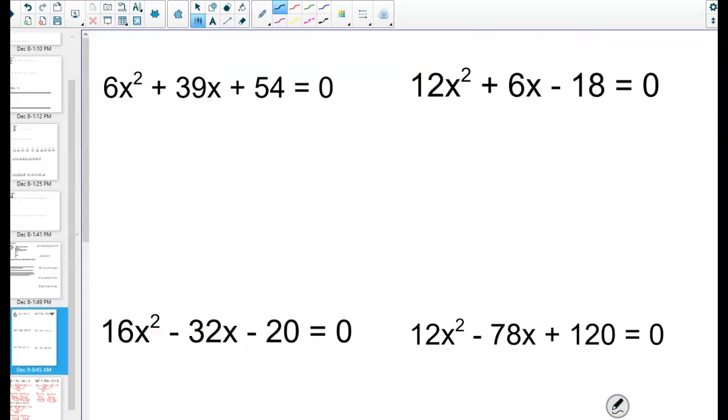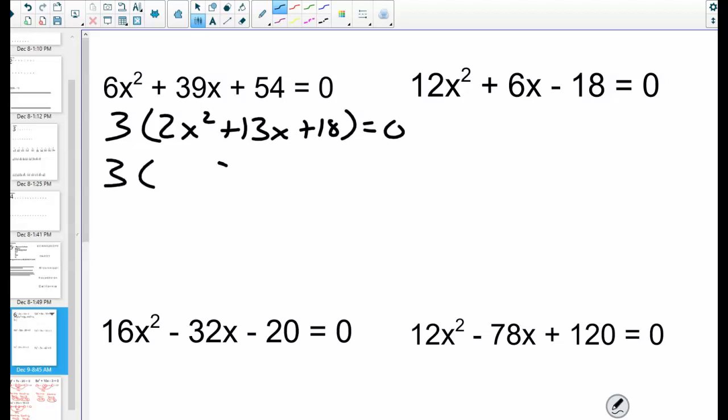So our first step here, got to find the GCF. It's going to make our life a lot easier. 3 goes into all these. 3 goes into 6 twice, 39, 13 times, and 54, 18 times. I would really recommend writing that step first. And then putting your parentheses down.